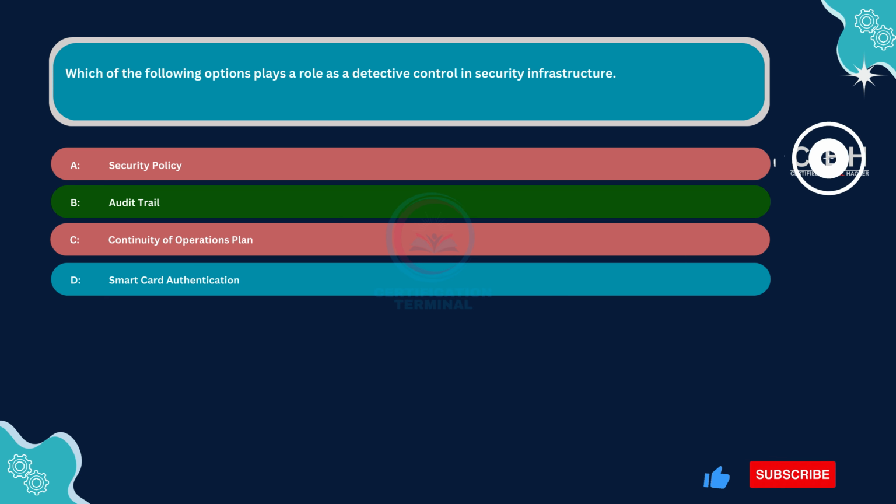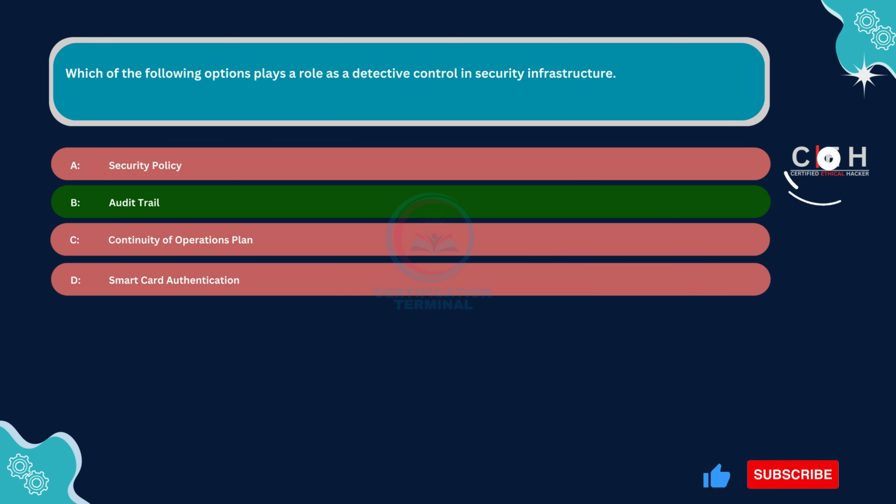Option C, continuity of operations plan, is incorrect. A continuity of operations plan is a set of procedures and protocols designed to ensure that critical functions can continue to operate during and after a disaster or disruption. While continuity of operations plans are essential for maintaining business operations, they are more focused on resilience and business continuity, rather than detective controls. They address how organizations can recover from disruptions rather than actively monitoring or detecting security incidents.